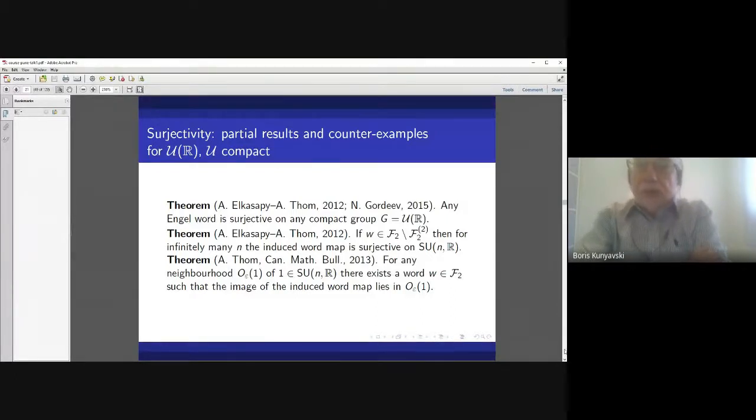So then, surprisingly, for any epsilon, one can find a word such that the word map is not only non-surjective, but its image is very small. It's arbitrarily small. It lies in this neighborhood. So the situation is, in fact, very much opposite to what we have seen before. And this dichotomy also will be discussed in our course. It's a very important phenomenon.